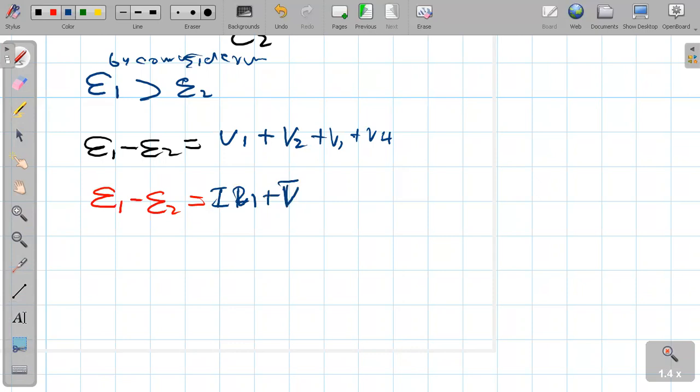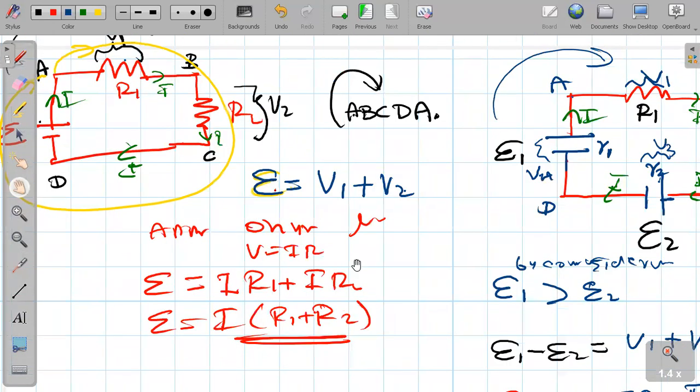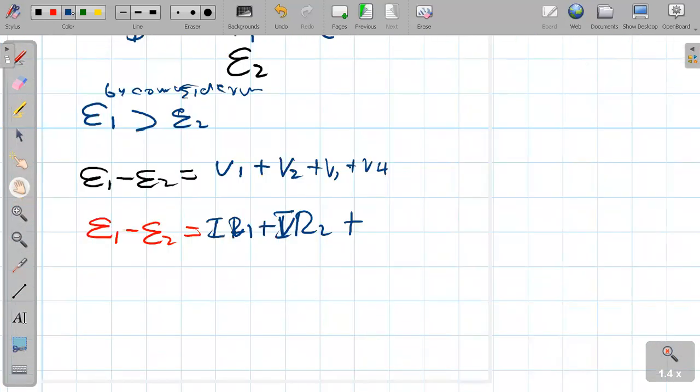So let's finish this and do an example: the same thing without the internal resistance of the cells. In the first one, I didn't add any internal resistance, but here there are two. Still, it's E1 minus E2 equals V1 plus V2. That's it. I times R1 plus I times R2. This is Kirchhoff's voltage rule. Got that point?